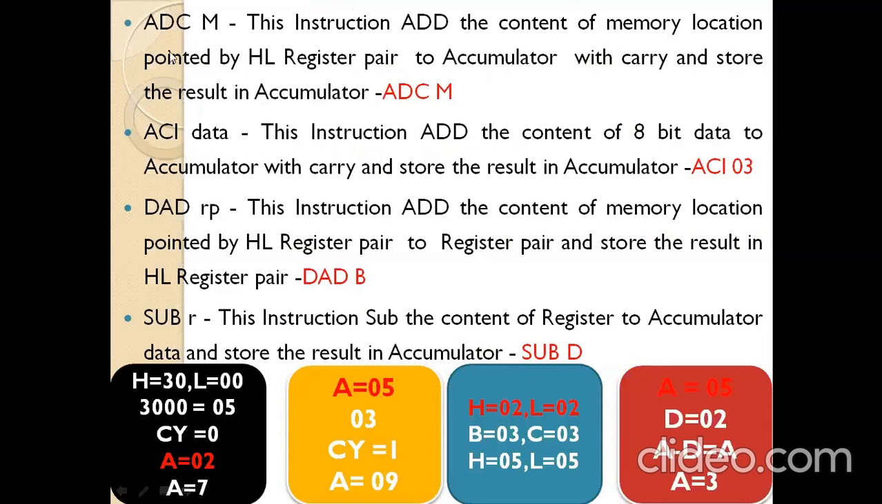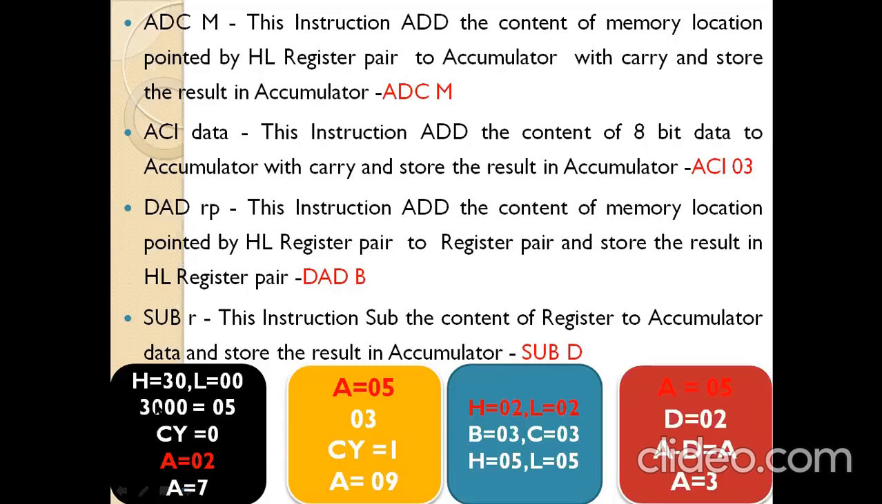Next one is ADC M. ADC M means M represents the memory pointer. Memory pointer means the HL register pair. The H register value is 30, the L register value is 00. If you combine them together, you will get the address 3000. At 3000, the data is 05. Carry is 00. Accumulator value is 2. So 2 plus 0 plus 5 is equal to 7. So now the A value is 07.